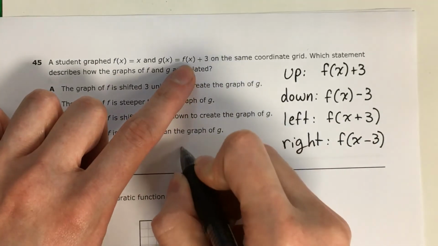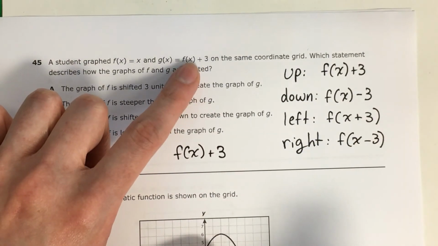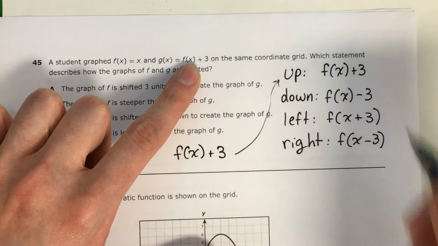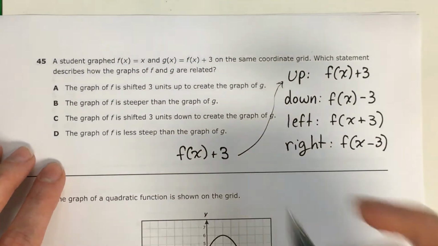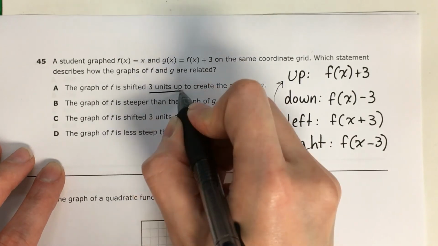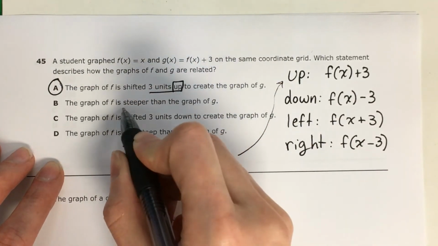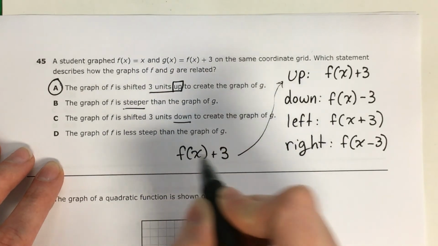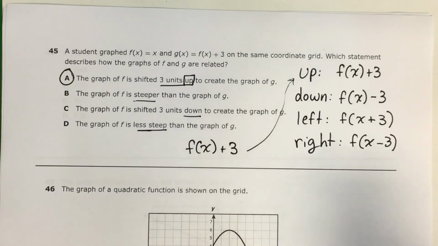Now here they gave me something that looks like this. That's up. So where do I see up? Well, the only one where I see up is here. A is up. This one is steeper. This one is down. This one is less steep. I want up. So my answer is A.